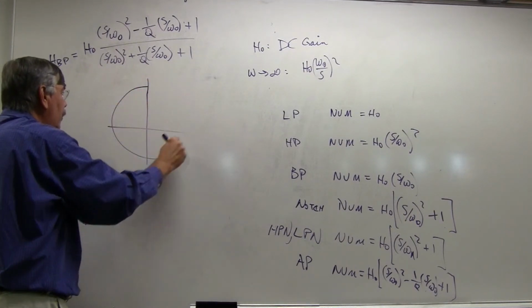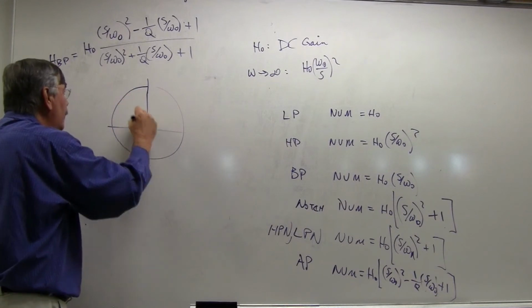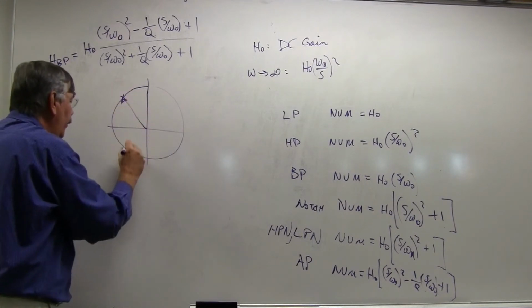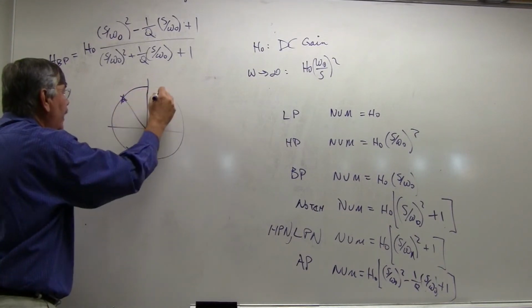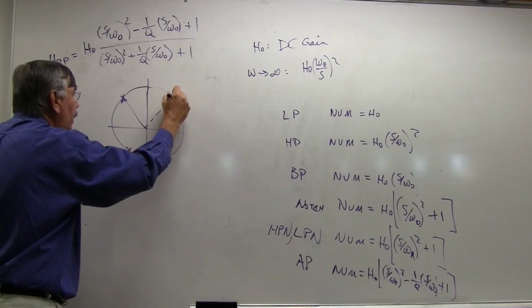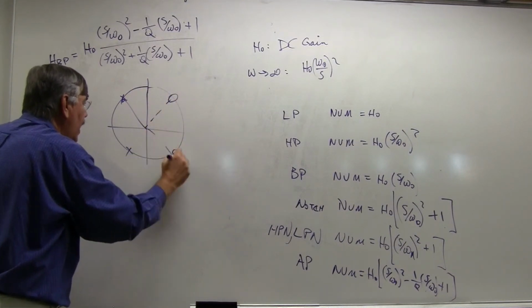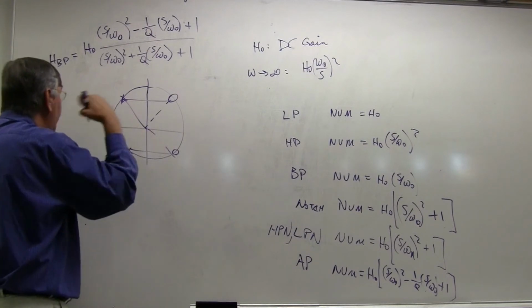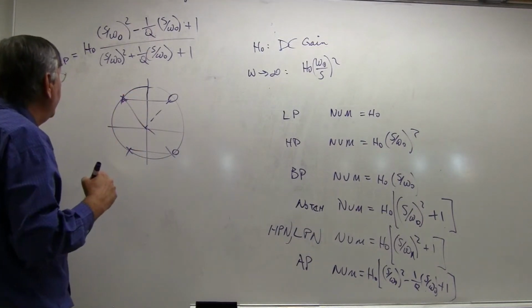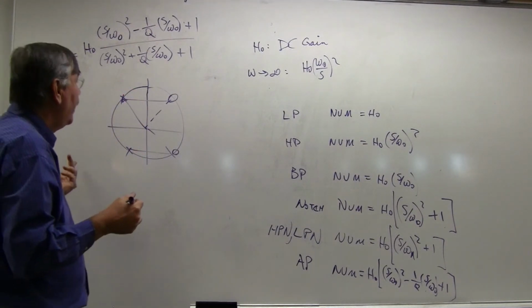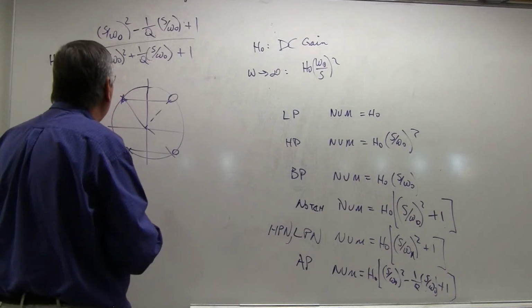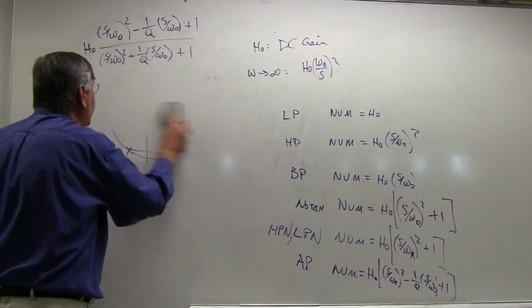Here's our circle of radius omega naught, and the poles are over here, and here's the deal with this one. The zeros are over in the right half plane to the same extent that the poles were in the left half plane. Now, why in the world would you do that, and what does this do? And what in the world could it be to be an all-pass filter?